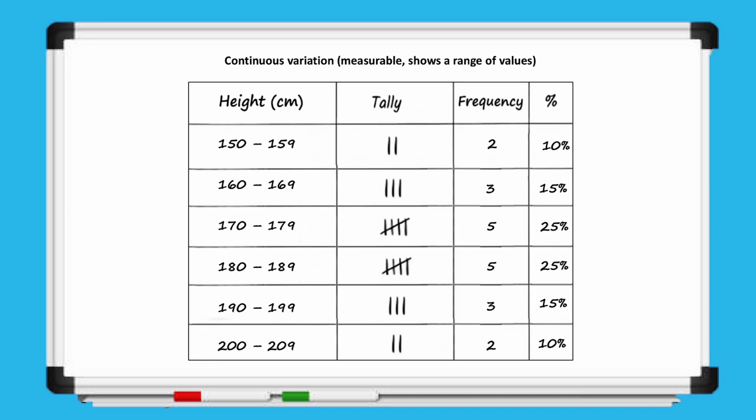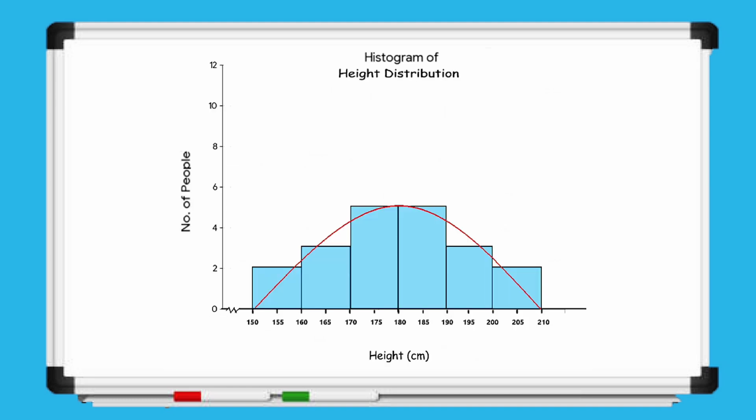Height is a classic example of continuous variation. The values are divided into class intervals, and the number of individuals in each range is recorded. A histogram is plotted, and a smooth bell-shaped curve is often seen. This shows that most people are close to the average height, while fewer individuals are at the extremes.